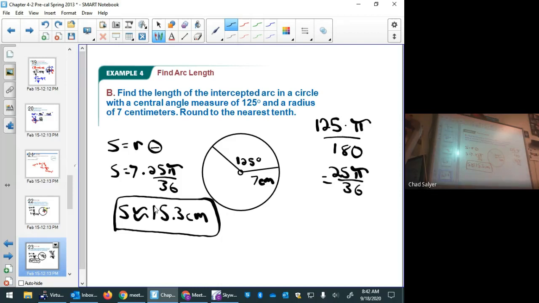So now you should be able to convert between decimal degrees, degrees, minutes, seconds, and convert between degrees and radians. You should be able to find coterminal angles. You should be able to find arc lengths. That's where we're at. You've got a couple more things though.